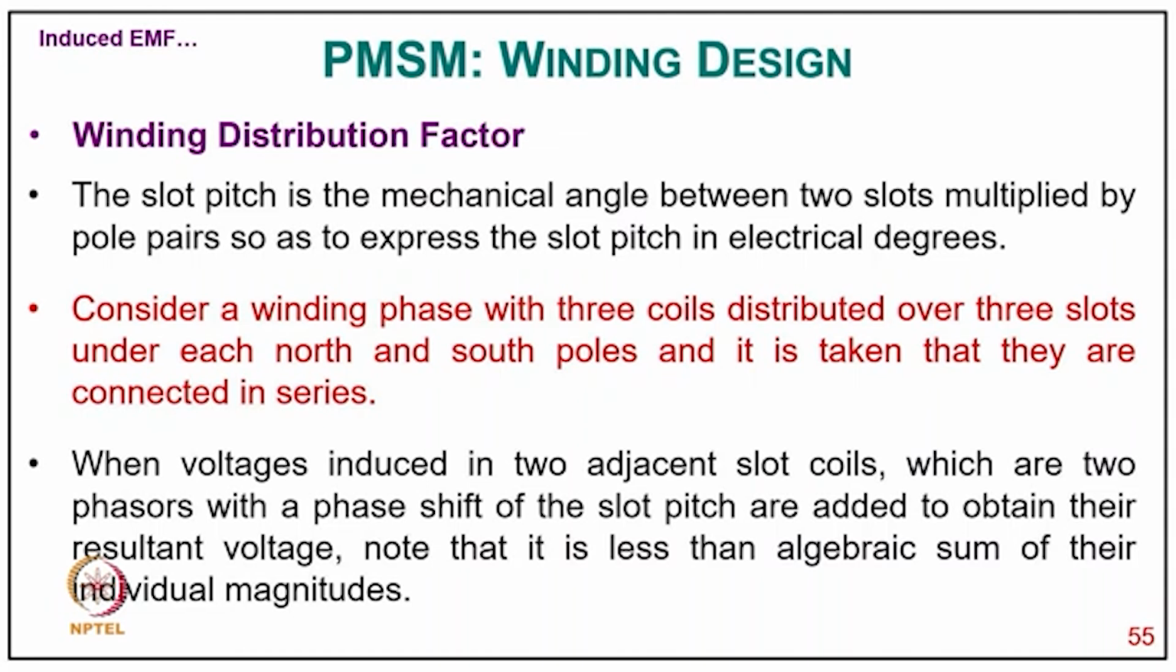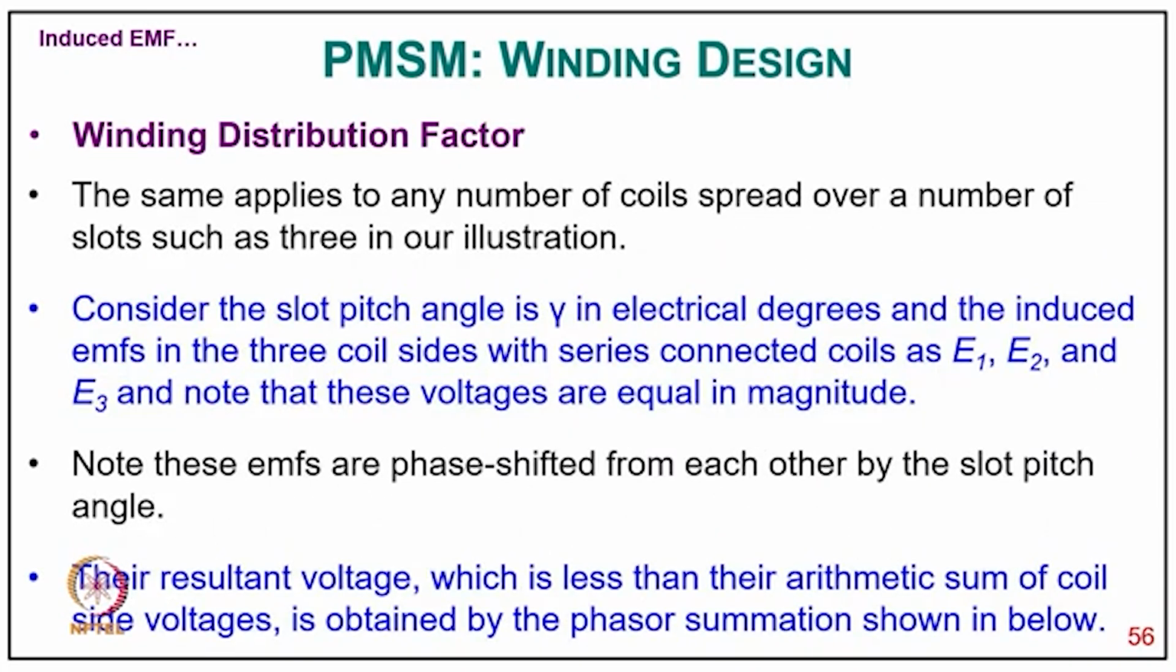Consider a winding phase with 3 coils distributed over the 3 slots under each north and south pole, and they are connected in series. When the voltages induced in 2 adjacent slot coils, which are phasors with a phase shift of the slot pitch, are added to obtain their resultant voltage, note that it is less than the algebraic sum of their individual induced magnitudes.